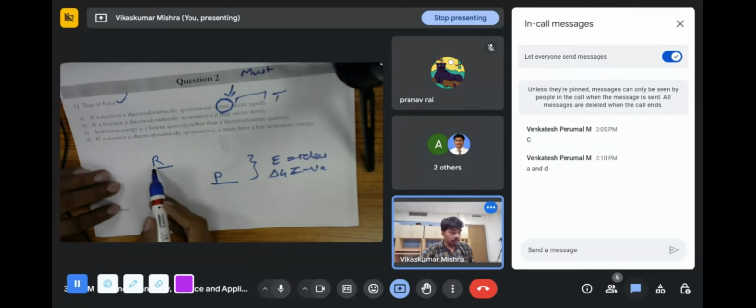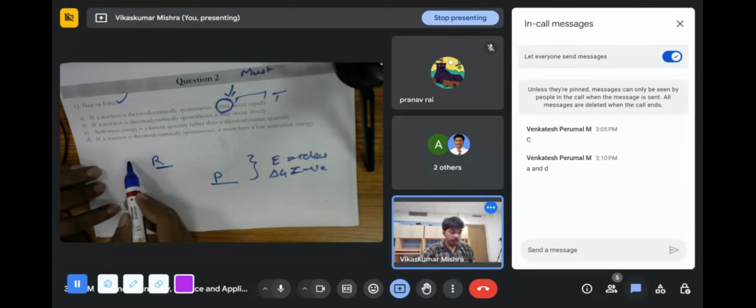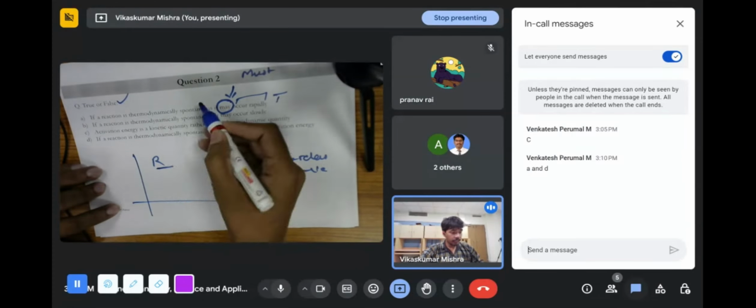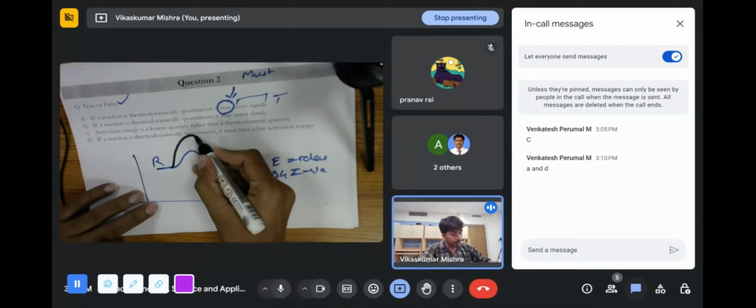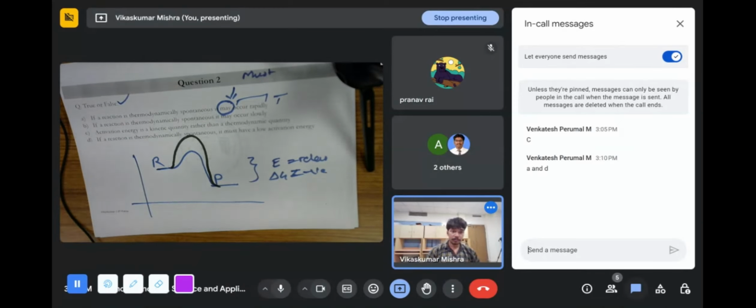See, here is our reactant, here is our product. In the first case, let us say our energy barrier is somewhere like this. In the second case, it might be possible our energy barrier has increased, right? So in that case, it will be slow, because thermodynamics can only say whether it is spontaneous or not. It cannot tell what its speed will be. It will depend upon its activation energy barrier, right?